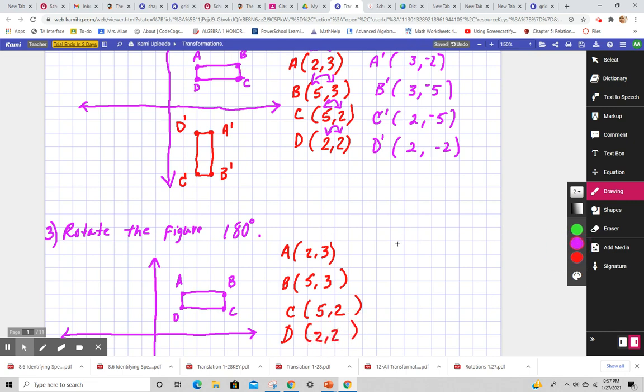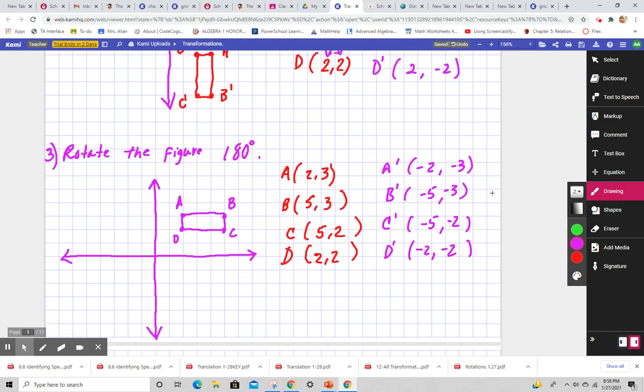Okay, so we don't have to switch anything. So A prime, just change the sign of both: -2, -3. B prime, just change the sign of both, so it's going to be -5, -3. C prime, just change the signs, so it should be -5, -2. D prime should be -2, -2. And now we can plot these points.